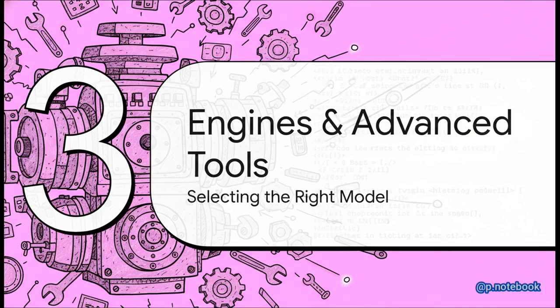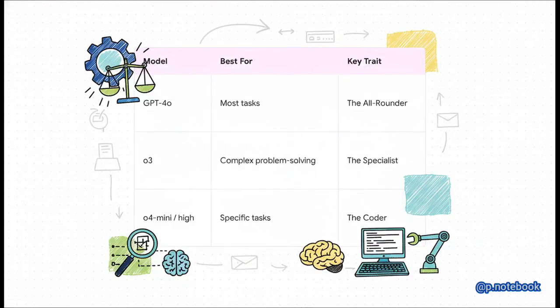It's time to learn how to select the right engine for the mission and start flipping the switches on some of the more advanced tools in your arsenal. You've got a few core engines to pick from. Your go-to is going to be GPT-4o. That's your all-rounder. It's the perfect balance of speed and smarts for most things. Then, you've got your specialist models for really complex problem solving. And of course, you've got engines that are purpose-built for things like coding and generating visuals. It's all about picking the right tool for the job.